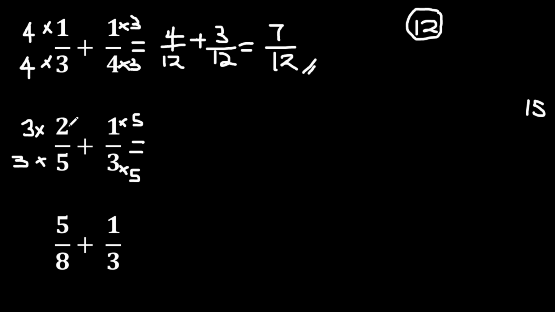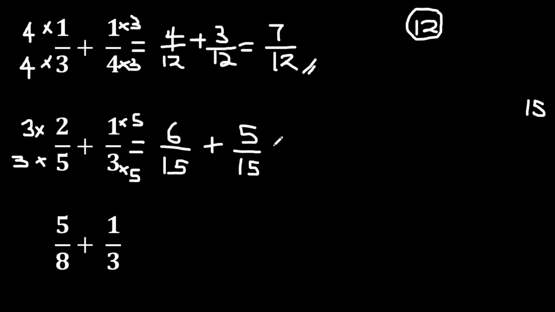And that would give us, for the first one, 3 times 2, and that will give us 6, divided by 3 times 5, which of course gives us 15. And I have an addition sign. Then for this one, we'll have 1 times 5 to give us 5, divided by 3 times 5 to give us 15.